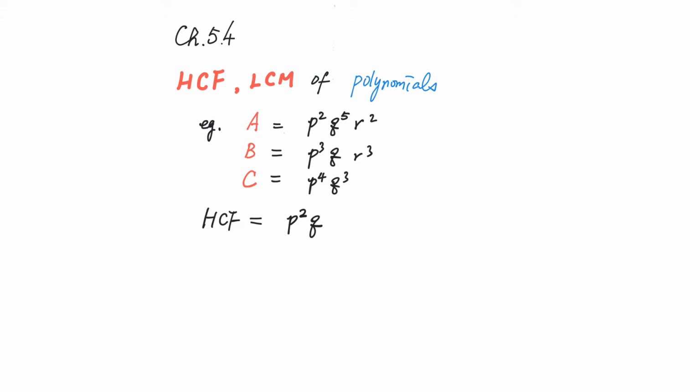Okay, now for LCM, we look at P. Now we have P to the power 2, 3, and 4. So which one do you choose to be the common multiple? Should be P to the power 4. Because P to the power 2 multiplied by P to the power 2 is P to the power 4. P to the power 3 multiplied by P makes P to the power 4. So P to the power 4 is the common multiple.